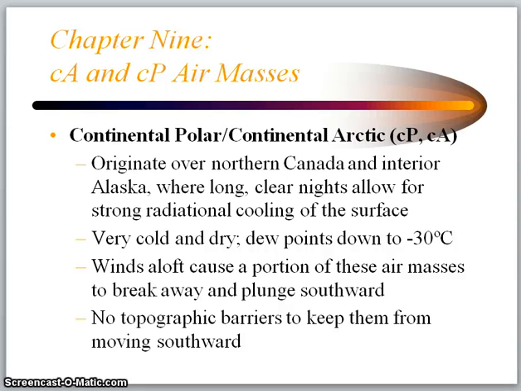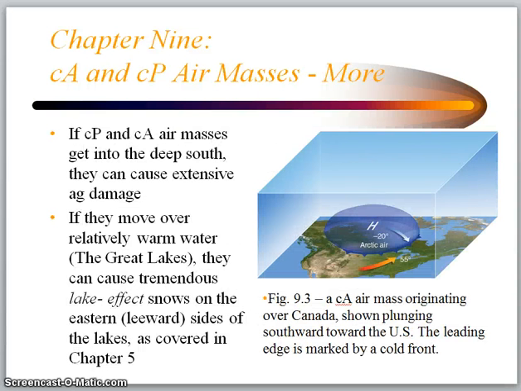That certainly adds a lot of coldness to the lower layer of the atmosphere because of all that solar radiation that came in during the day radiating outward at night. And of course, once you're north of the Arctic Circle, between mid-September and mid-March, they've got 6 months of darkness. Very cold and dry air masses. The dew points can go down to minus 30 Celsius, if you can believe that. The winds in the upper atmosphere cause a portion of these air masses to break away and plunge southward toward the North American continent. And there aren't any topographical barriers like major mountain ranges that run east-west or west-east to keep those air masses from moving southward from Canada and interior Alaska.